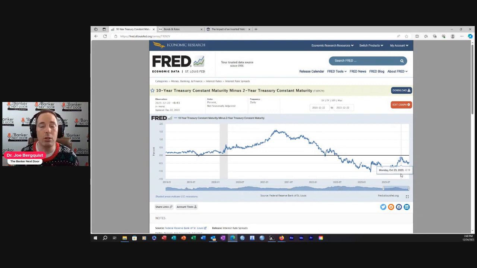So hopefully, if you don't really know much or anything about the yield curve, you learned a little bit about it today. Hopefully you learned a little bit about why it's so important to monitor and keep an eye on the yield curve.